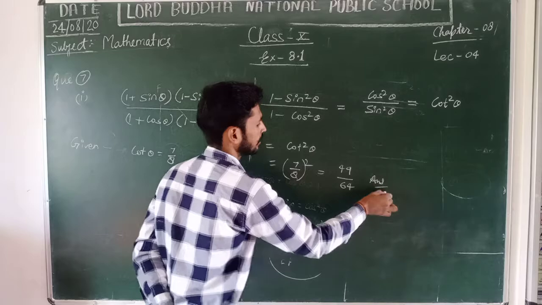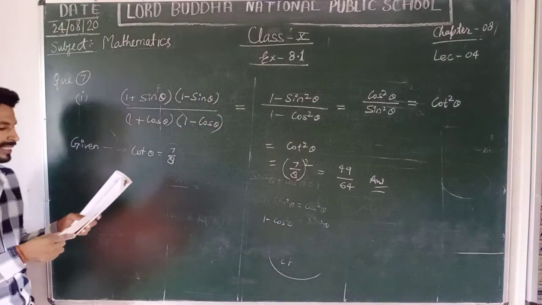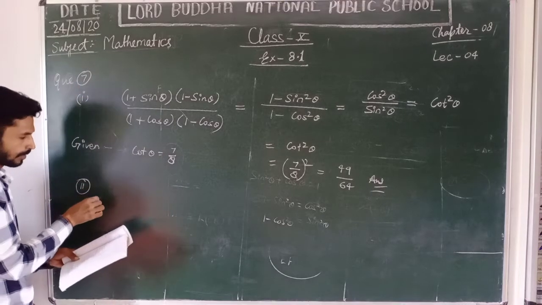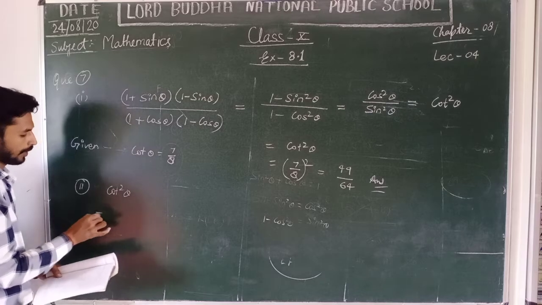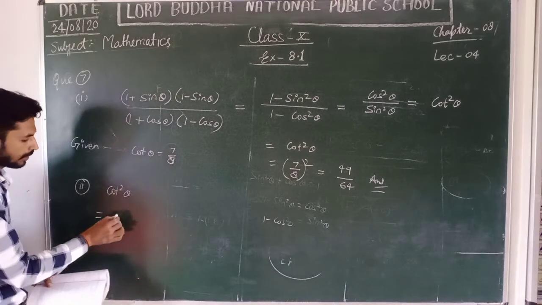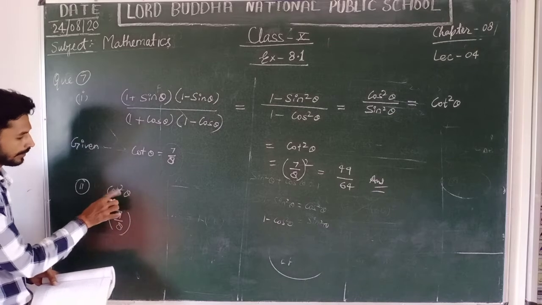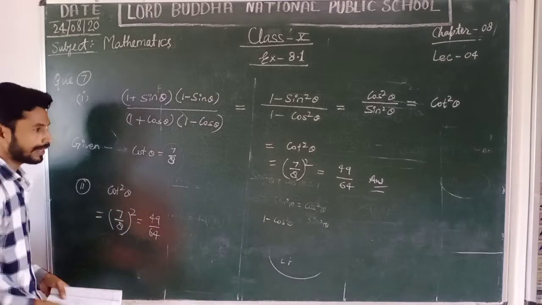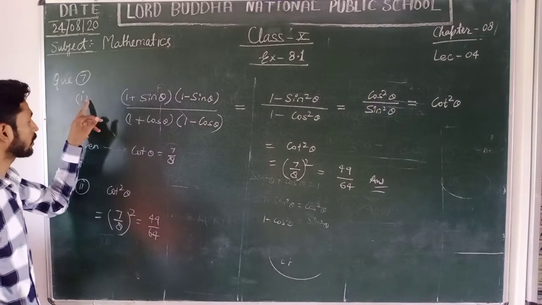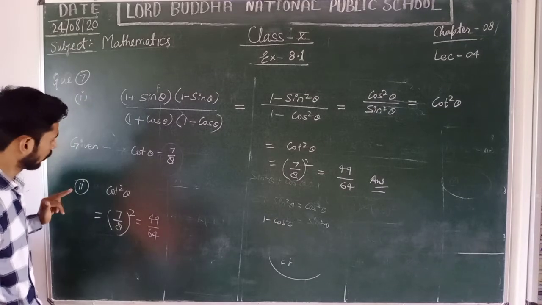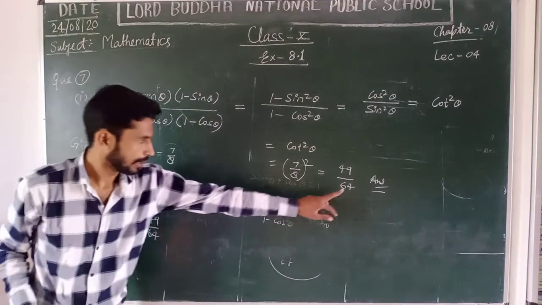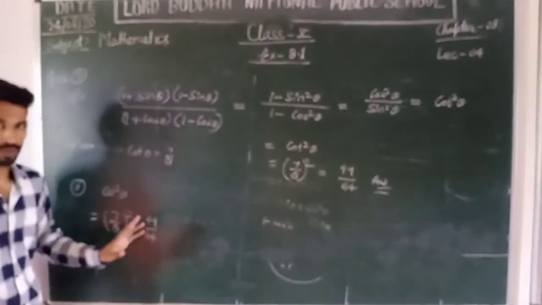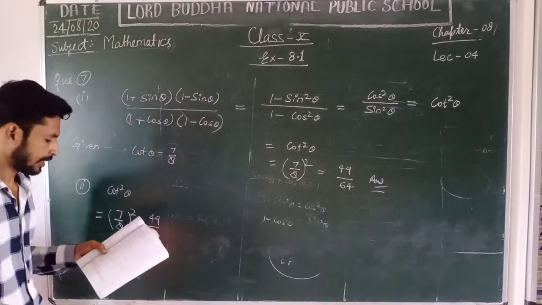That is the answer. And this is also the answer for part number 2 of this question, where it is written cot square theta. If we know that cot theta equals 7 by 8, then 7 by 8 and here is the square, so the square is 49 upon 64. So we can say the answers of part 1 of question number 7 and part 2 of this question are the same: 49 upon 64. Okay, so that is question number 7.